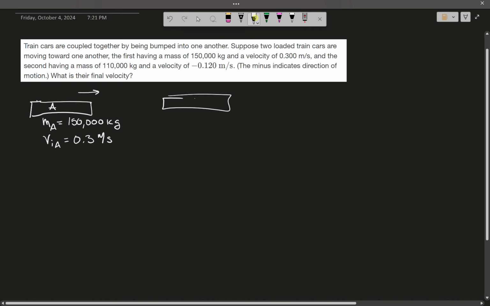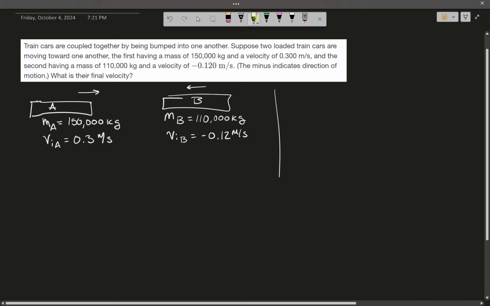Then we have train car B. It's moving towards train car A, and it has a mass of 110,000 kilograms and an initial velocity of negative 0.12 meters per second. So this is the initial condition.